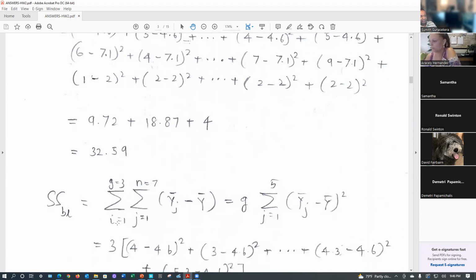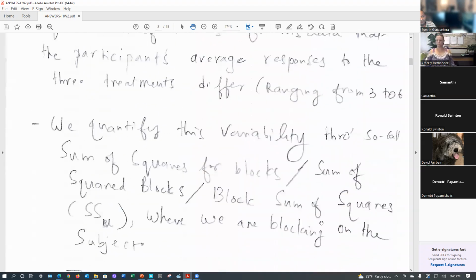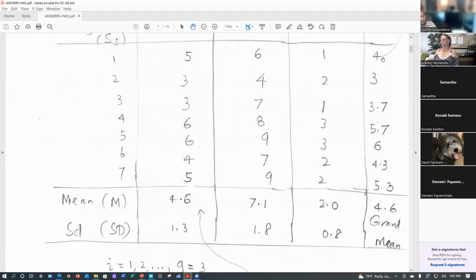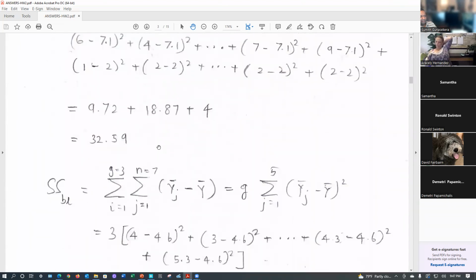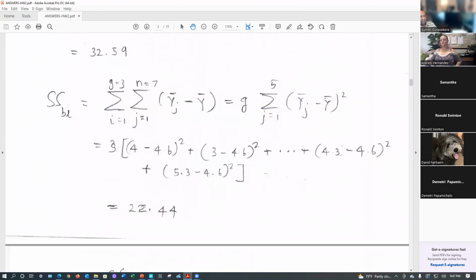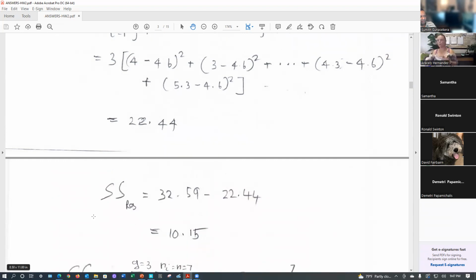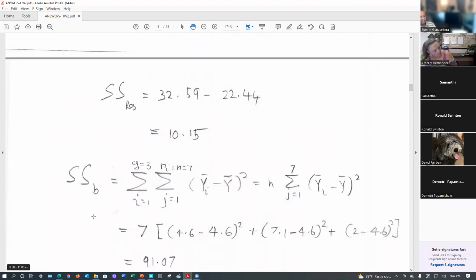Then for the block, this has to be done over rows and columns both, but you're going to go to the Y bar J. J means this mean. Consider this mean minus the grand mean, squared, plus this mean minus the grand mean, squared, like that. That's what we are doing here. G means 3. So J goes from Y bar J, which is 4 minus the grand mean, squared, plus the second row's mean, which is 3 minus the grand mean, squared, plus and so on, up to the sixth row mean minus the grand mean, squared. Then you take the difference between those two to give the sum of squares residual.